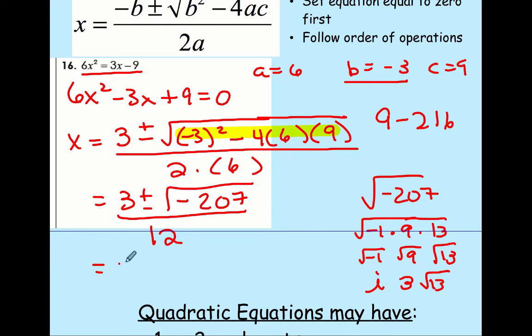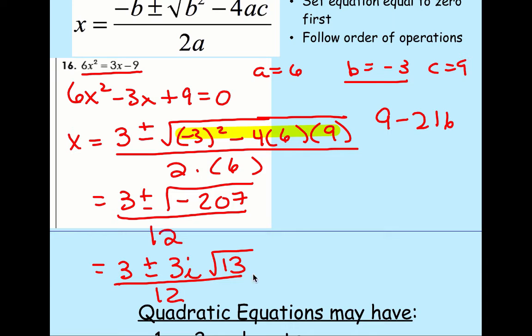So we would write that 3 plus or minus the square root of negative 207. We usually write the i after the real number coefficient, and then we put the remaining radical all over 12. And again, just make sure you simplify.